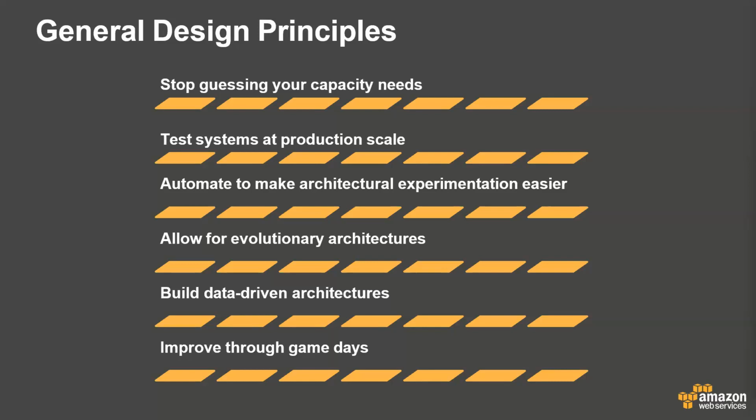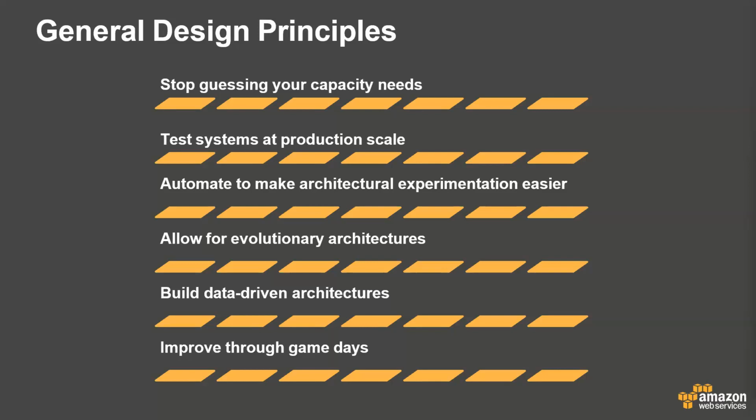So the first design principle is you need to stop guessing your capacity. You need to have a discussion around it and understand what the requirements of this application are. And the best thing about AWS, the best thing about cloud, is you can start small and gauge how your application is performing, and as time goes by you can right size. Okay, so that is stop guessing your capacity needs.